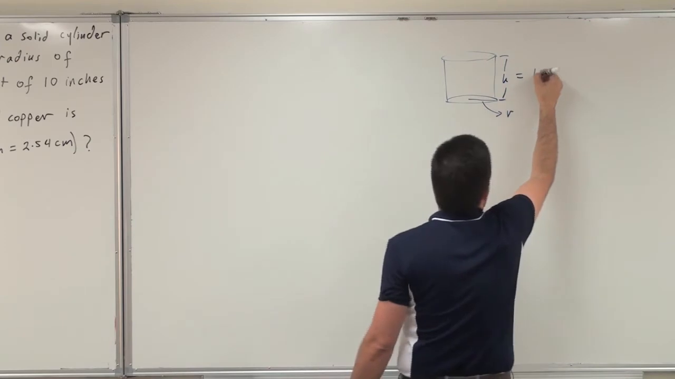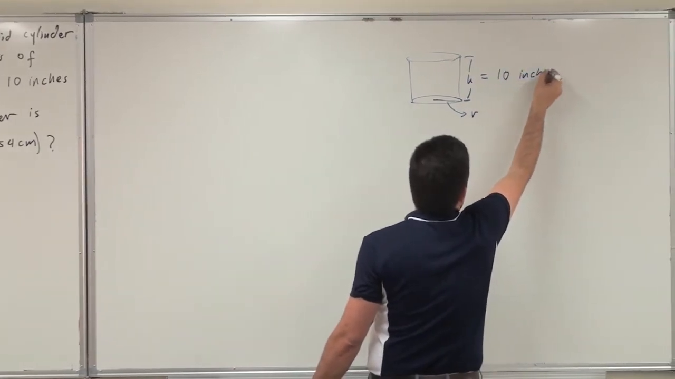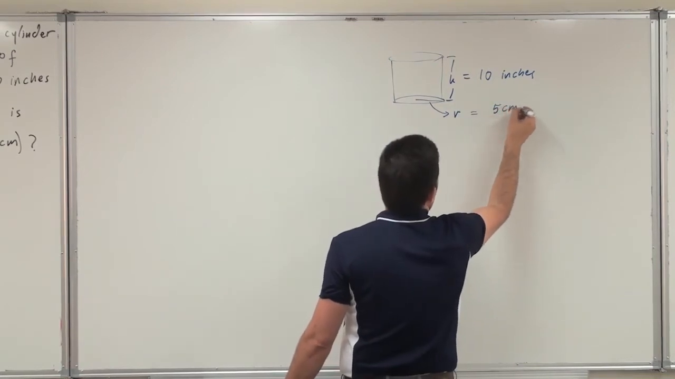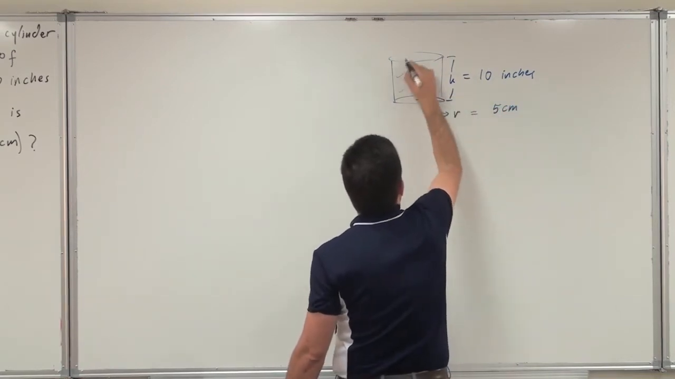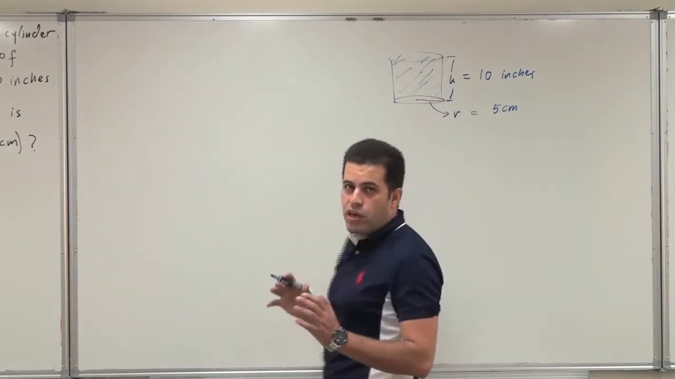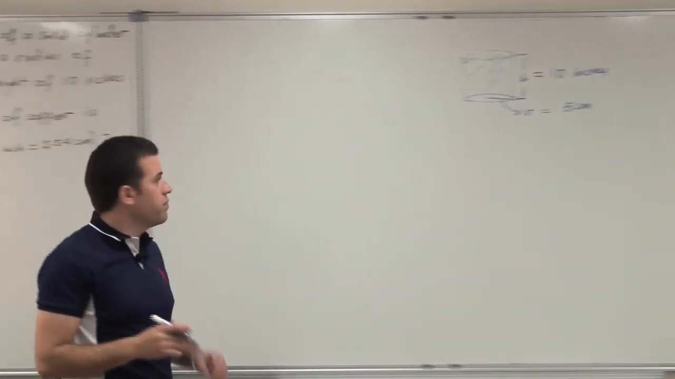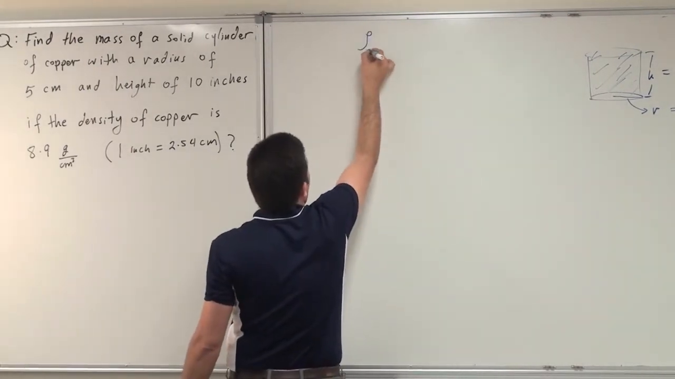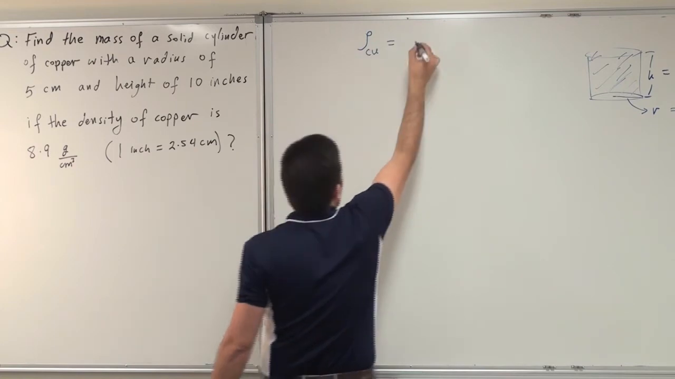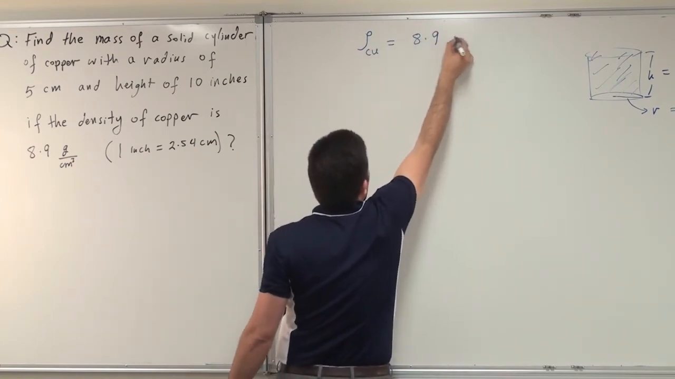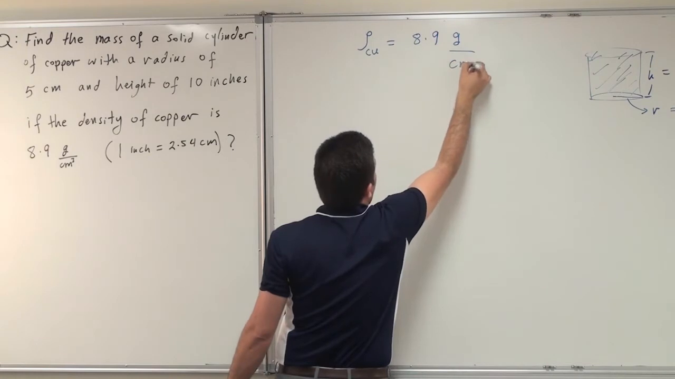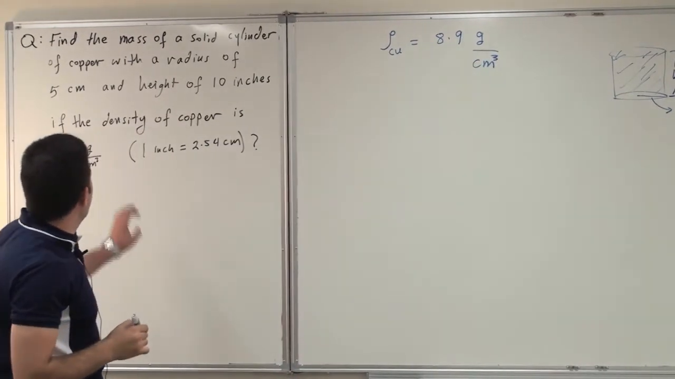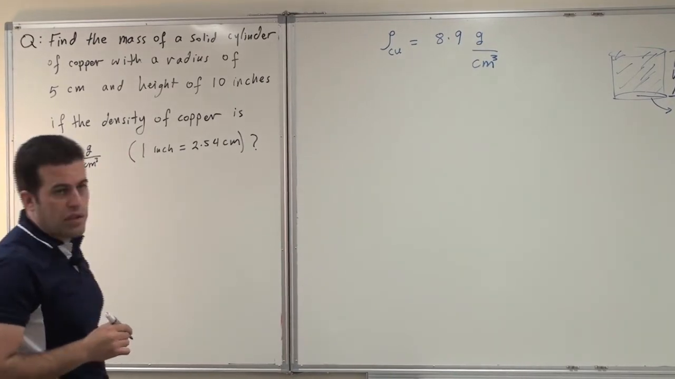This height is 10 inches and the radius equals 5 centimeters. And this is actually a solid cylinder, which means it's filled with the given material, which is copper. Also, another piece of information given is that the density of copper equals 8.9 gram per centimeter cube. This is given in the question. And now he is asking for the mass of this solid cylinder.